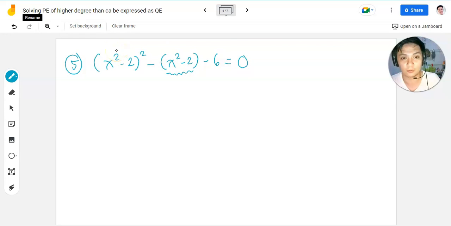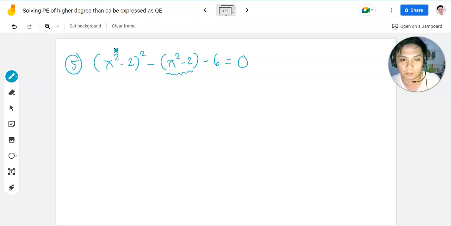Okay, so we are down to the last two examples na lang. And in these two examples, makikita natin iba pang itsura ng mga polynomial equations of higher degree which can be expressed as quadratic equations. So in here and in the other one, yung ating common base ay hindi na lang variable, kundi it's a binomial. Okay, kasi kanina mga monomial eh.